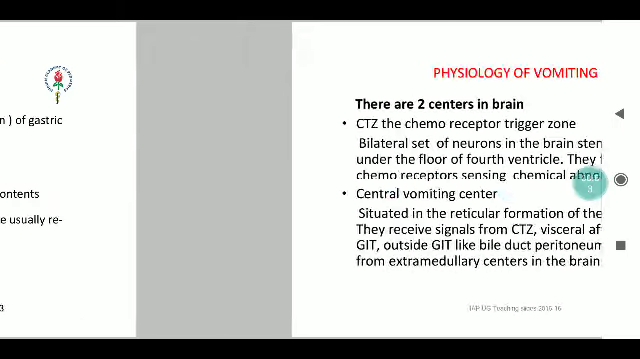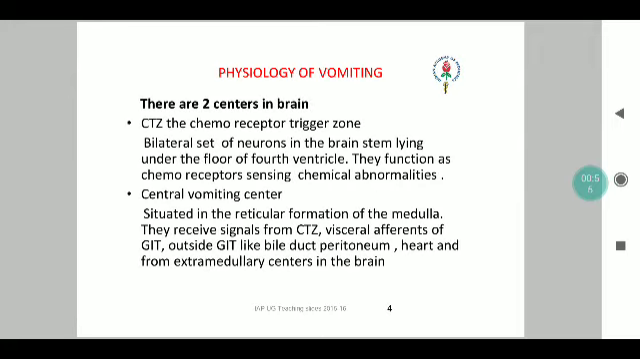Now, coming to the physiology of vomiting, before coming to the topic per se, we know that there are two centers in the brain. One is the CTZ, which is the chemoreceptor trigger zone, and the other is the central vomiting center. The CTZ is a set of bilateral neurons in the brainstem underneath the floor of the fourth ventricle. This functions as chemoreceptors, hence the name, as a result of which chemical abnormalities are detected.